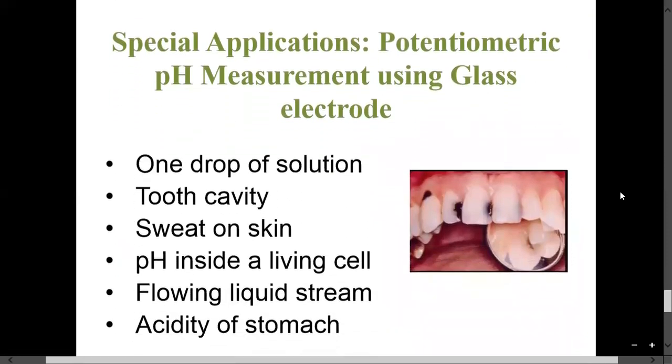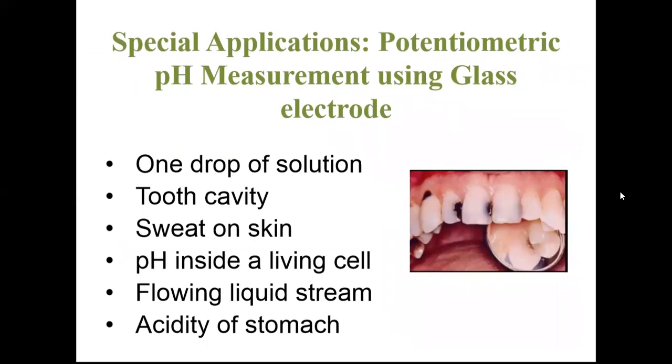Now, special applications of potentiometric pH measurement using glass electrodes. First is one drop of solution. Second is a tooth cavity. Third is sweat on skin. Fourth is pH inside a living cell. Fifth is a flowing liquid stream. And the last one is the acidity of the stomach. These are the applications of potentiometric pH measurement using glass electrodes.